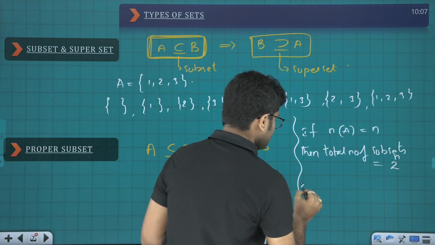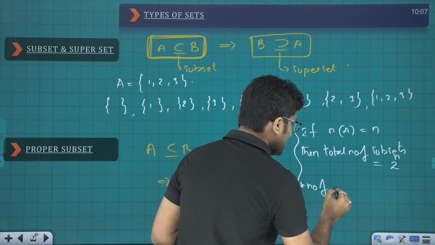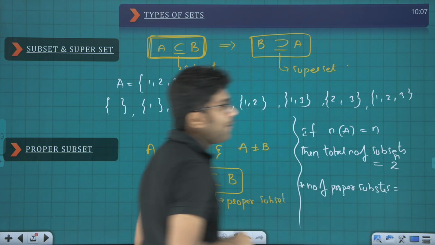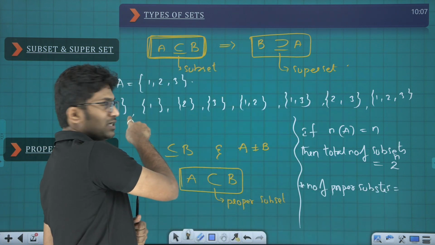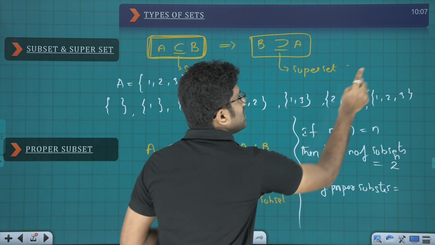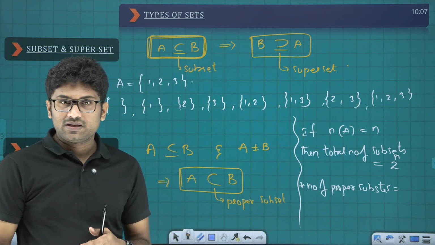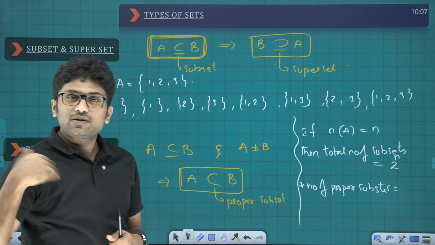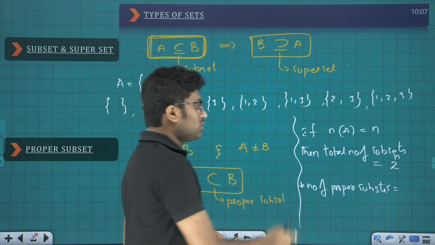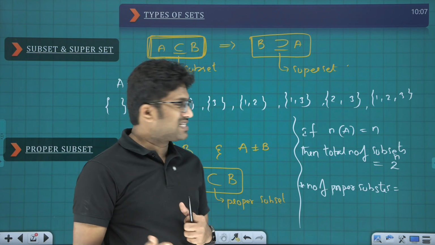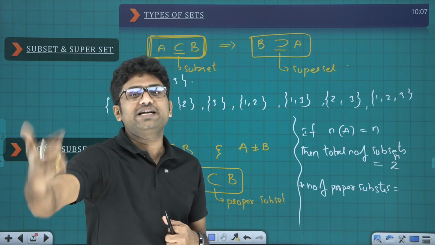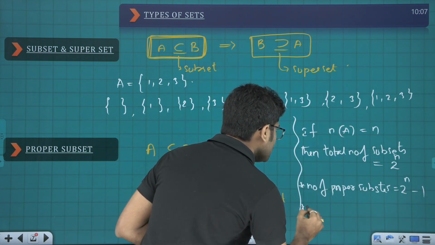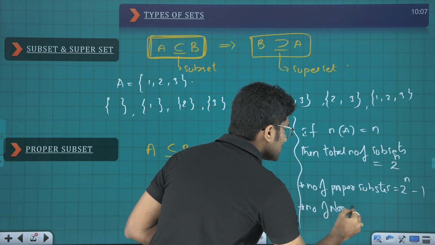And one more thing. Of these 2 power n, if I ask for the number of proper subsets, proper subsets means a subset of A except itself. So that particular {1, 2, 3} will be excluded among all the subsets, because we are discussing only proper subsets. So the total number of proper subsets of a set A consisting of n elements means we'll just exclude only itself. That means total 2 power n minus 1. Next, number of non-empty subsets.